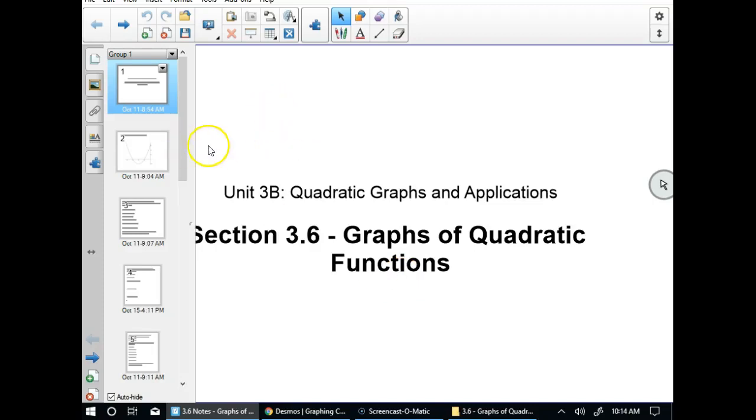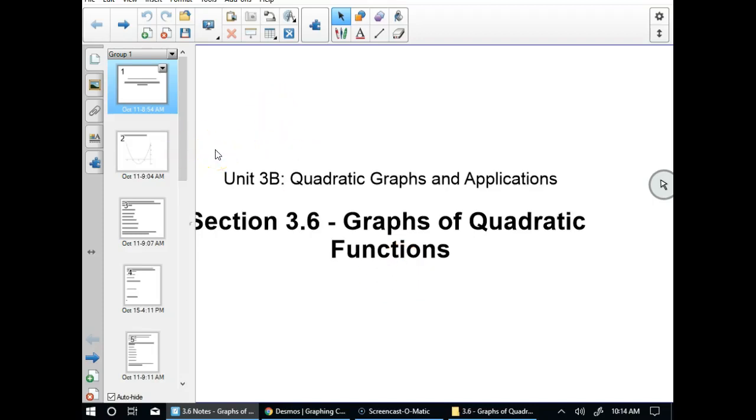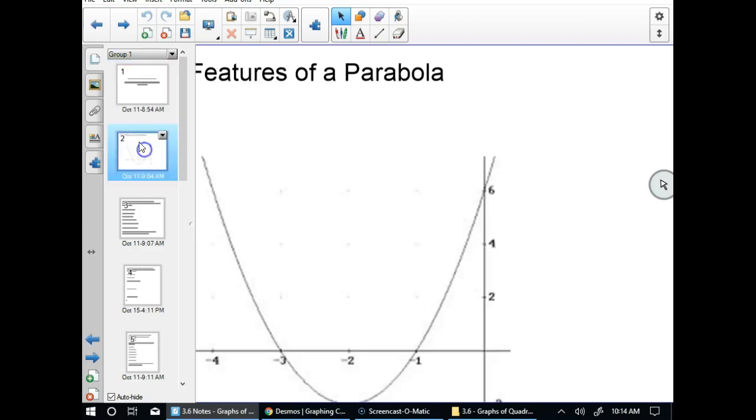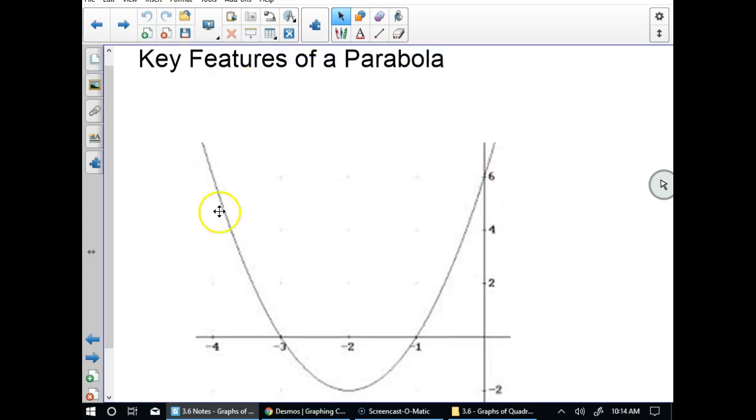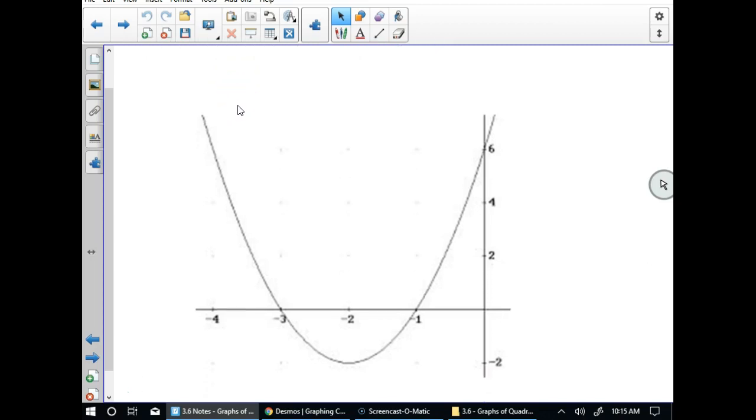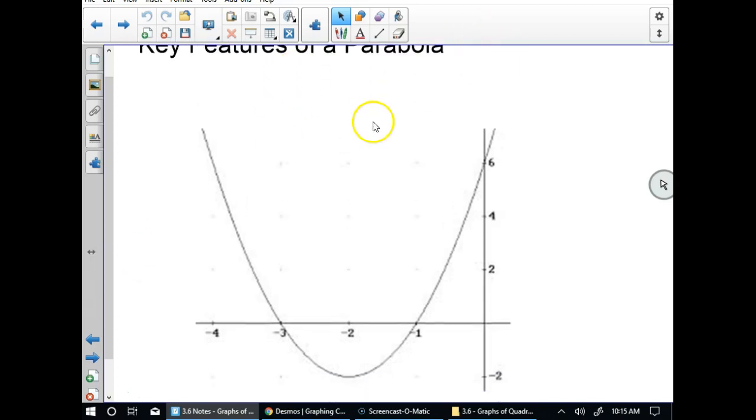What we're going to be looking at today, we're starting to look at some applications. We're going to begin with the graphs of the quadratics. So a quadratic has the shape that we call a parabola. If you'll look at that first picture that you see there, don't mess with decimals quite yet. There are some key features of a parabola that we need to know about.